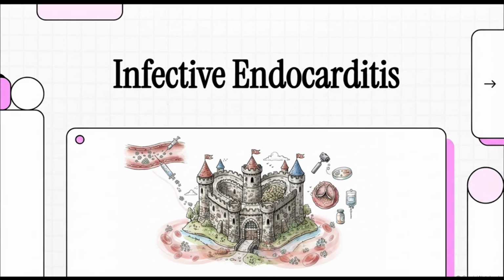But what happens when microscopic invaders actually manage to breach those gates and set up camp right inside the heart's inner sanctum? Well, welcome to this explainer on infective endocarditis. Today, we're going to dive deep into exactly how the body's ultimate stronghold can fall to the tiniest of enemies.